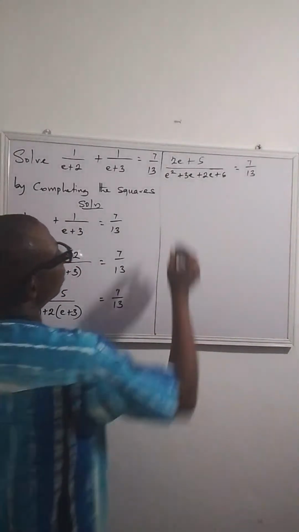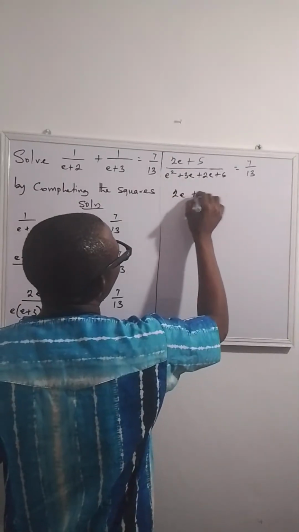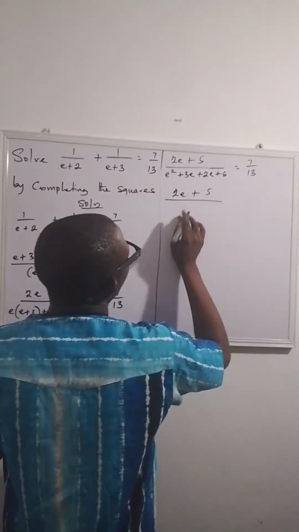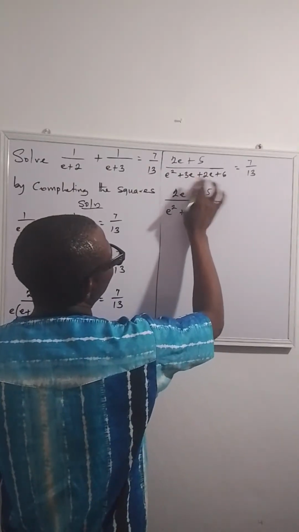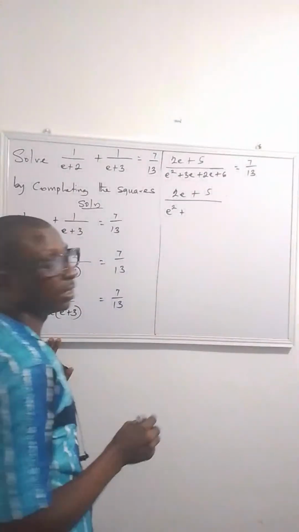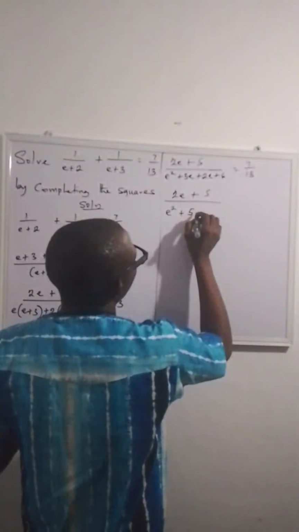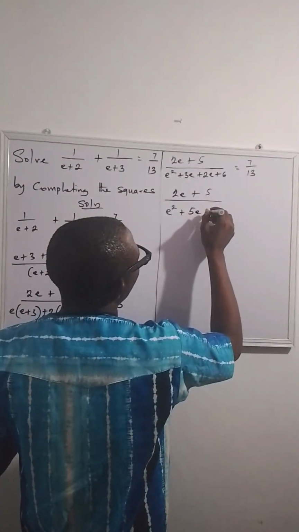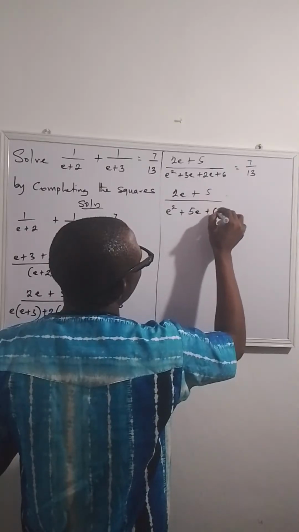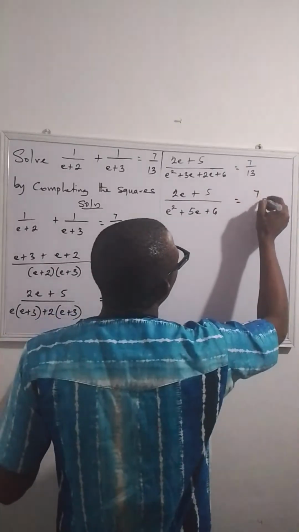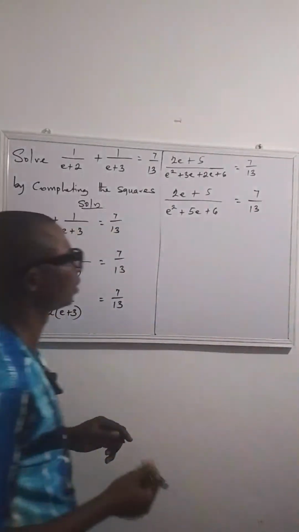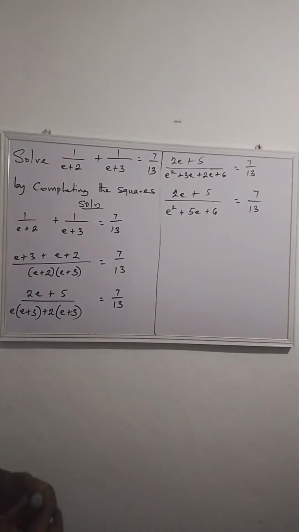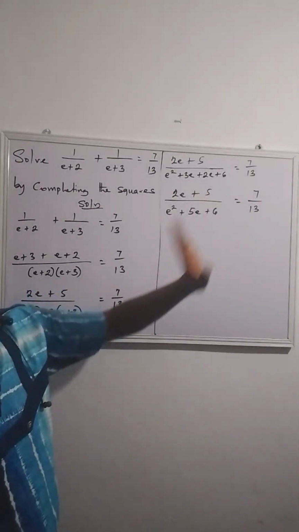So now here you have 2e plus 5 over e squared plus, now let's add this and this together. That's going to be 5e, plus 6. That gives you 7 over 13. All right, hope you get that. So what is the next thing to do? The next thing to do is to cross multiply.